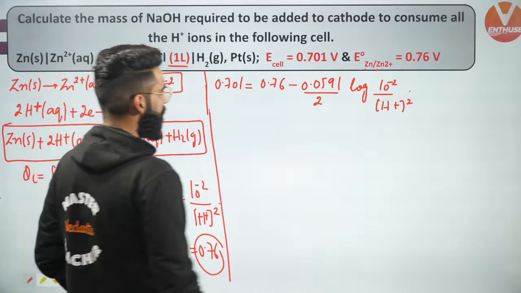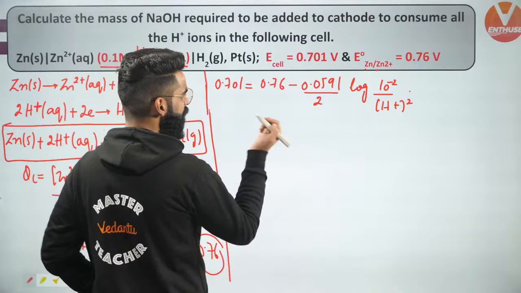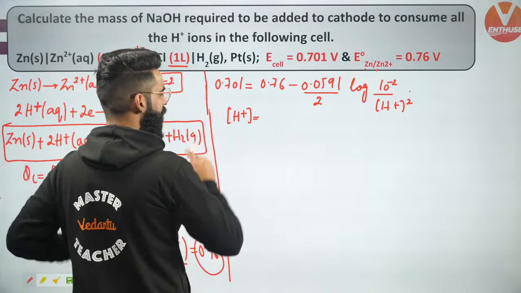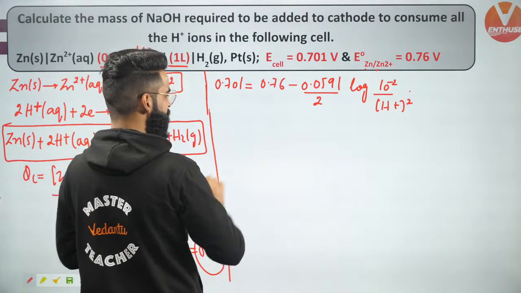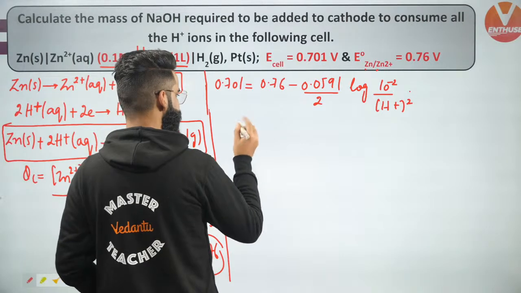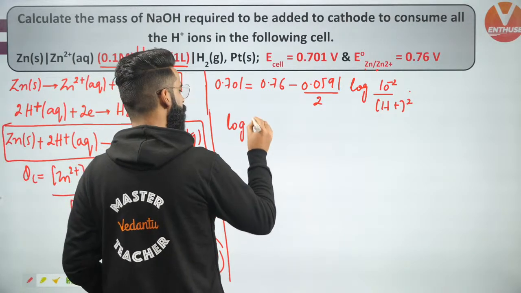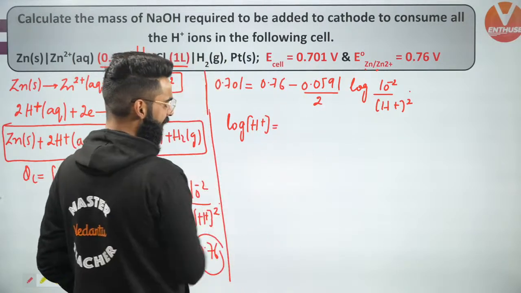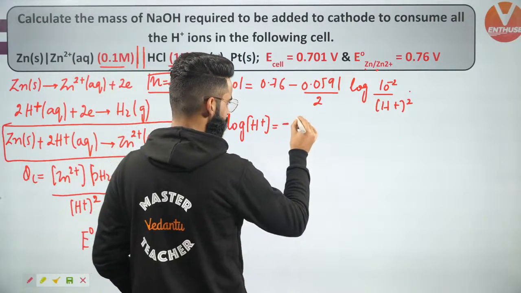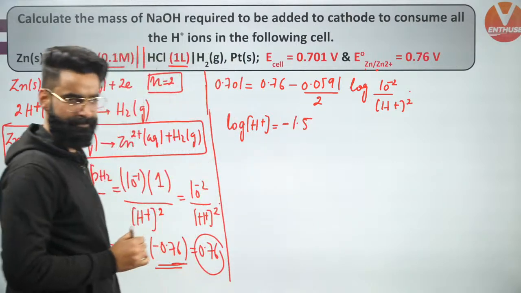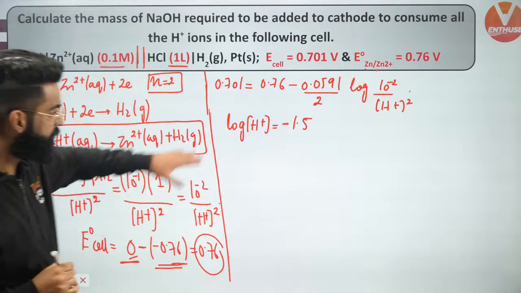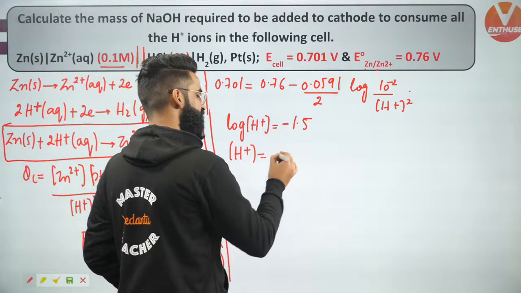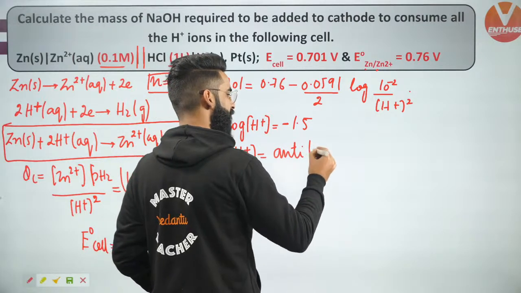Now we will see, when you solve this equation right here, you'll be getting the H positive concentration. After solving this equation, at the end you'll be getting log of H positive as somewhere around minus 1.5. So I can say the H positive concentration right here is going to be simply anti-log of minus 1.5.